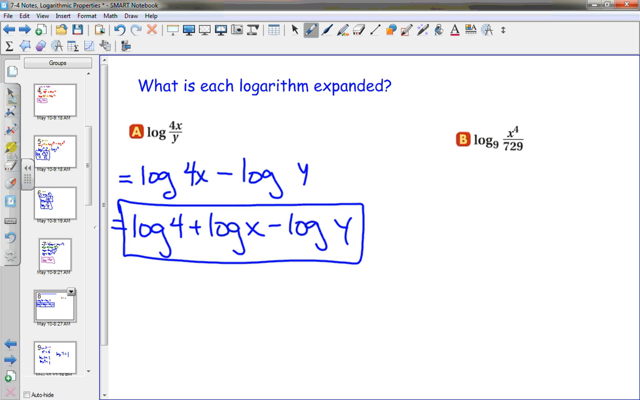Okay, this one over here, what do I do with that one? I'm sorry. It is log base 9 of x to the 4th divided by 729. I've got to take care of the division first, don't I? So this is going to be log base 9 of x to the 4th minus log base 9 of 729.